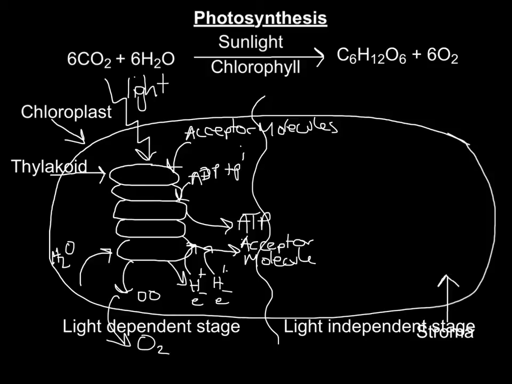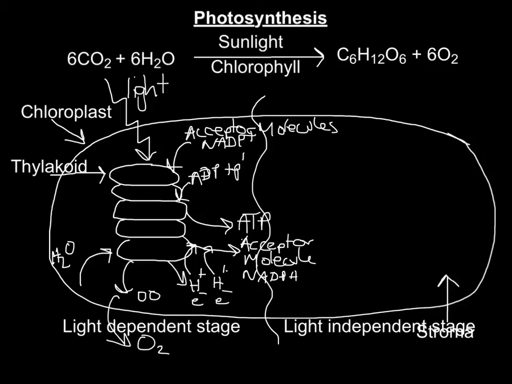Now, the story doesn't quite stop there with our acceptor molecules. We actually give them a special name. So our unloaded acceptor molecule, up the top there, we call NADP+. And when NADP+ picks up its passengers in the form of hydrogen ions and electrons, it actually becomes what's known as NADPH. And that's the word we give to our loaded acceptor molecule that's travelling over to the light independent stage.